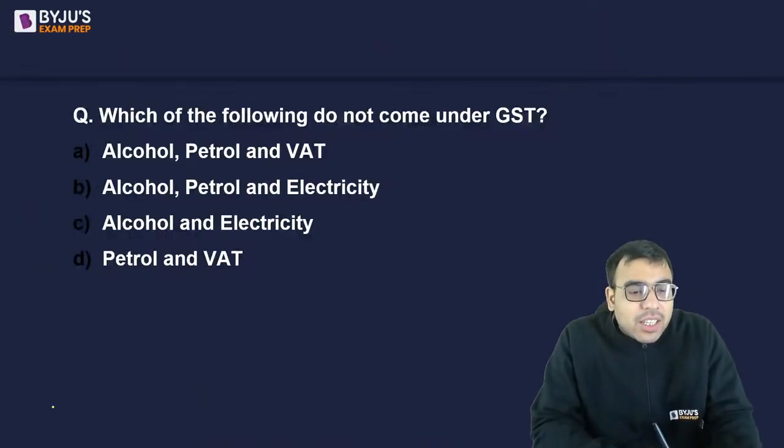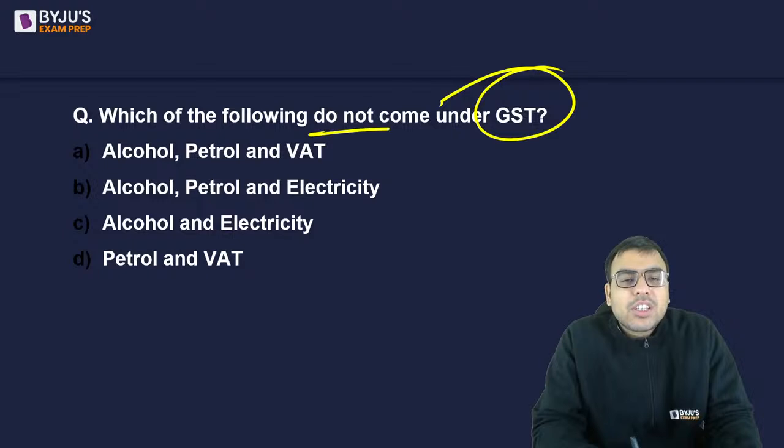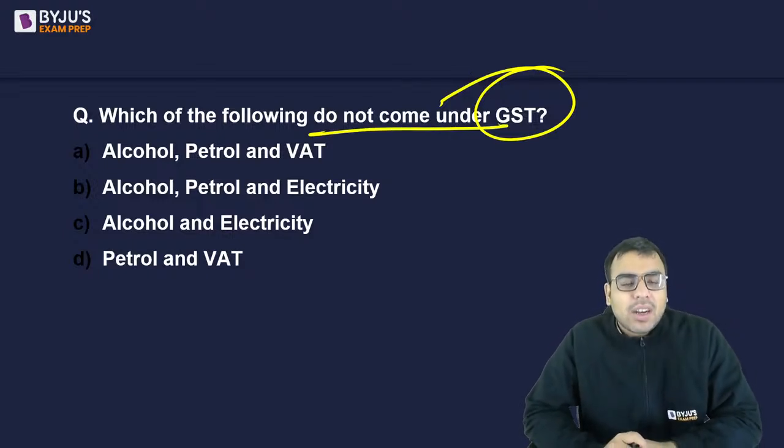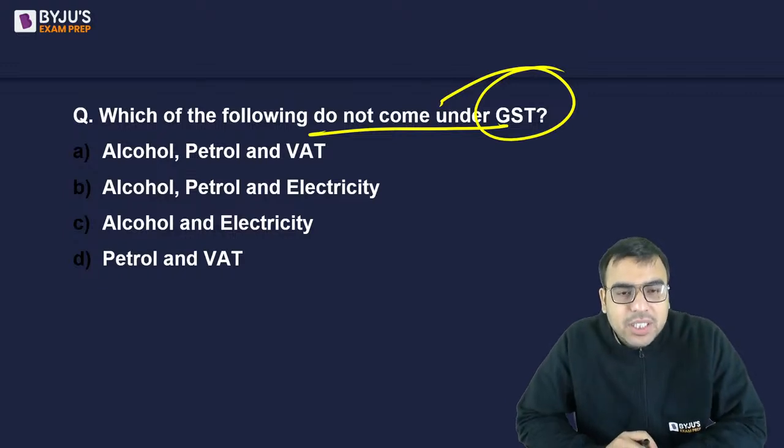Now, since these things are being talked about, this is another question: which of the following do not come under GST? Alcohol, petrol, VAT. Alcohol, petrol, electricity. Alcohol and electricity, petrol and VAT. What is the right answer?